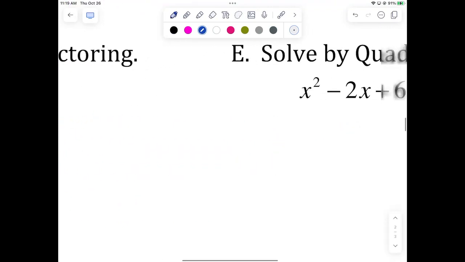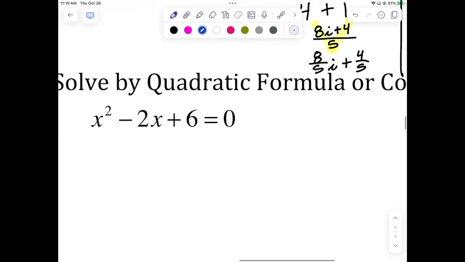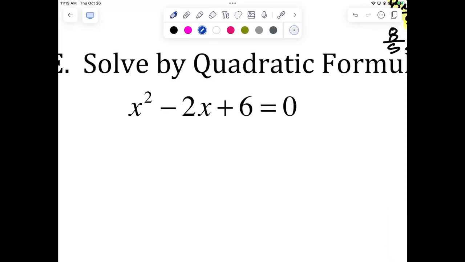And the last one, everyone's favorite to hate. Solve by completing the square. I think this was the last question on the quiz yesterday, and it was probably the most widely missed question.